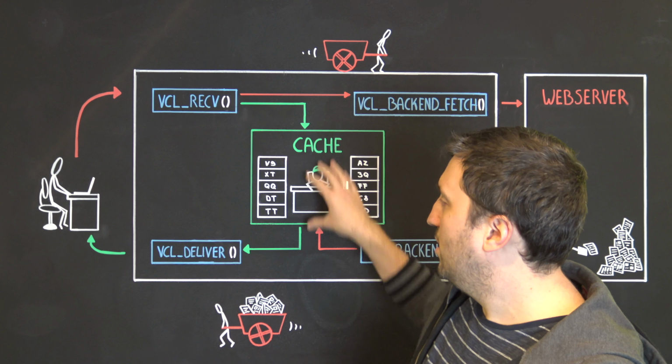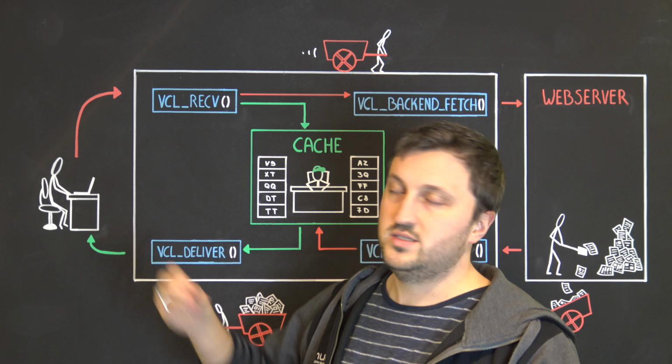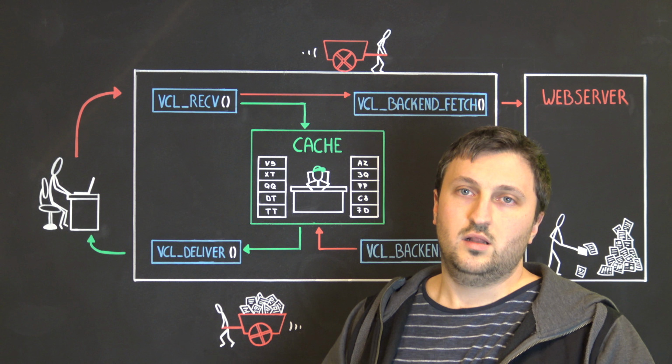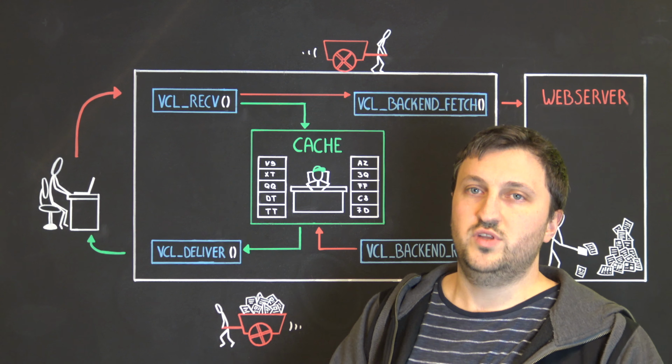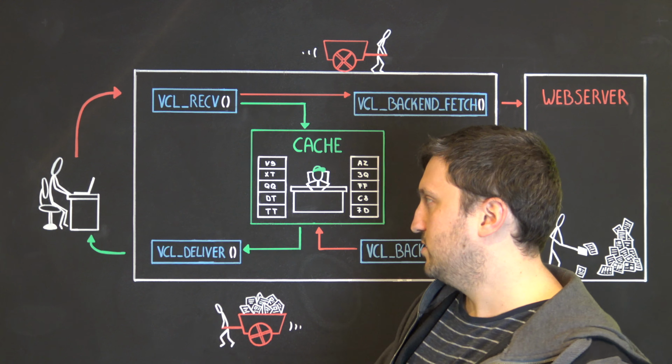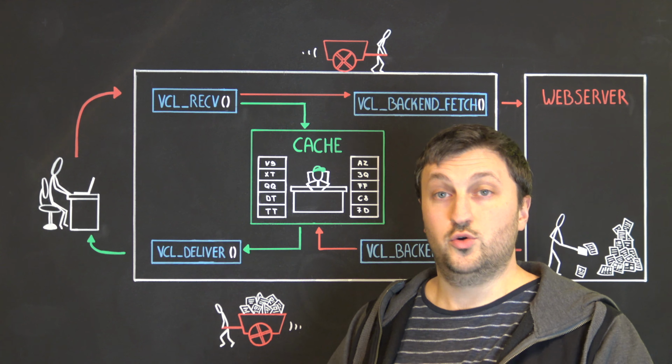And the VCL deliver part is the last part before your data is sent to a client, and the last place where you can clean up. Say you had the debug headers, you can still remove them before delivering them to your client. At the end of the day, what you want is a fast experience for your visitor.